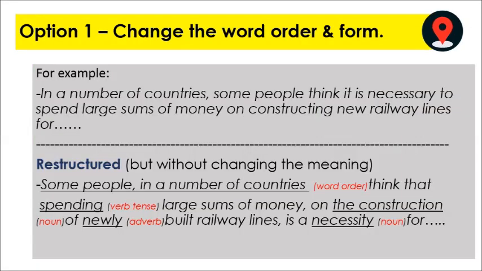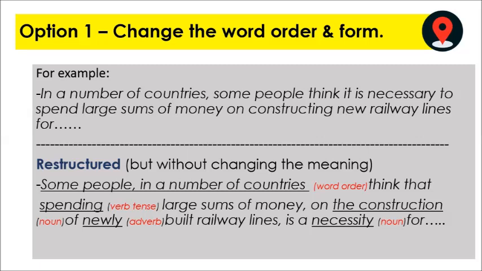All right, let's begin with the first option of lexical resources, changing word order and word formation. As you can see here, I took an excerpt from a previous writing topic to show you how exactly you can apply this method. So the example states, in a number of countries, some people think it is necessary to spend large sums of money on constructing new railway lines.